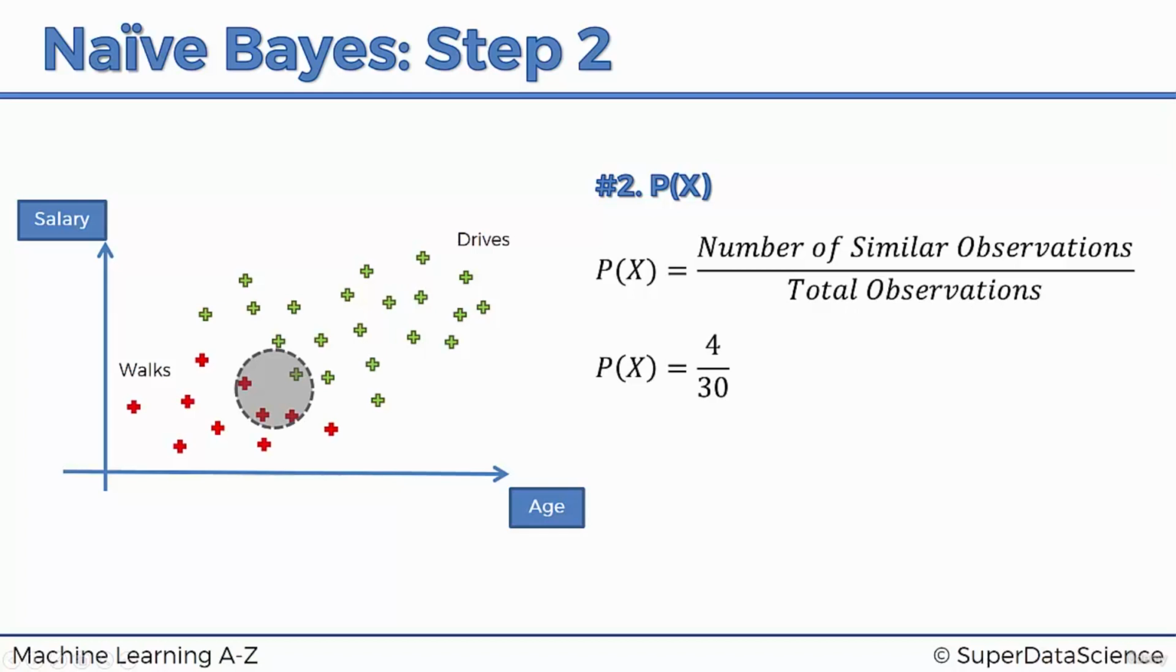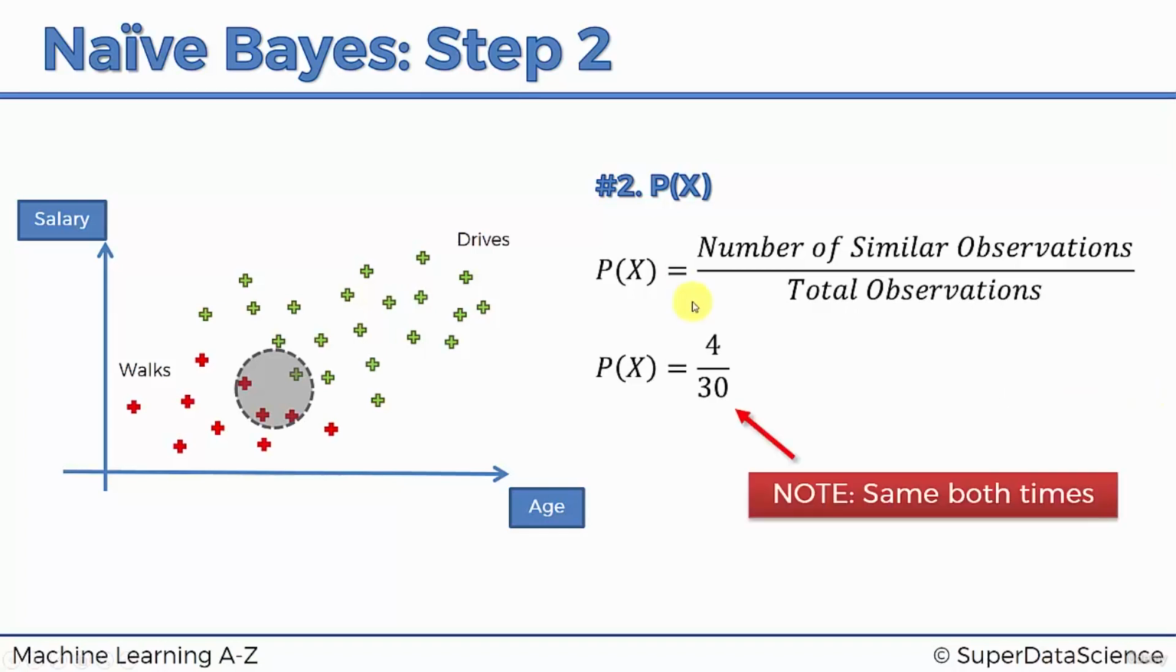And the interesting thing here is that this result is the same both times. So this is in step 2. In step 1, where we were calculating for the people who walk to work, it was the same. So basically P of X doesn't change whether you're calculating it in step 1, where we were calculating the probability that the person with these features is a person who walks to work, or in the step 2 scenario, where you're calculating if that person with these features is a person who drives to work. And therefore it's the same both times.